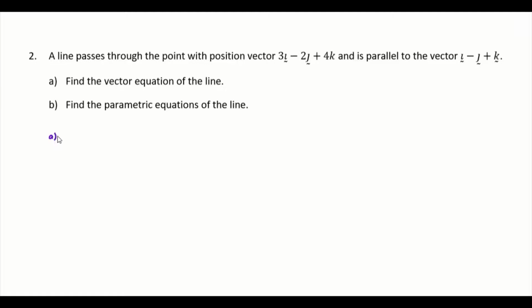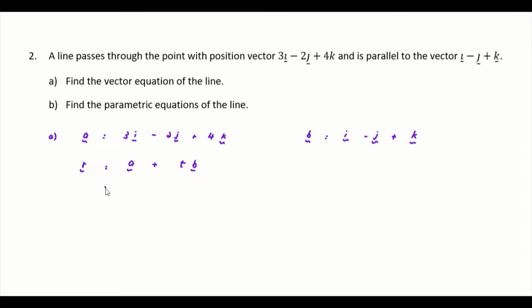Since the question gives us in terms of ijk, we can give the answer in ijk as well. So in this question, the position vector represented by a is 3i minus 2j plus 4k. And the direction vector, because it's parallel to this vector, b will be equal to i minus j plus k. For the vector equation, we are just going to put into the equation a plus tb.